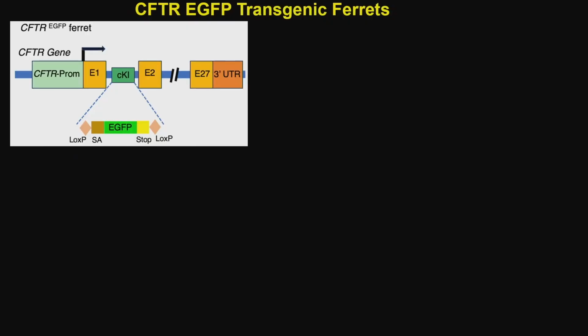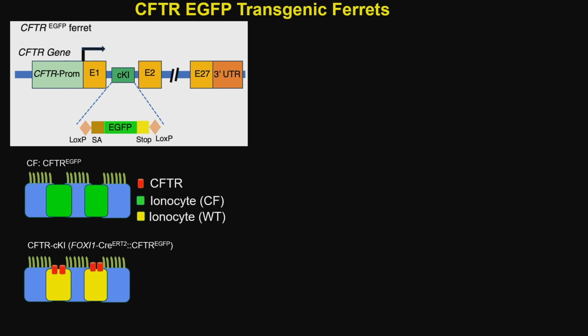So next, to study CFTR expression in greater detail, we generated a CFTR-EGFP transgenic ferret, in which we inserted a loxP splice acceptor EGFP into CFTR gene intron 1. This ferret has two purposes. One is that we can use EGFP to track CFTR expression, and the other is that we can access the loxP site by Cre, by which we can reactivate the CFTR gene in a CF background. So here's the diagram to show the ferret.